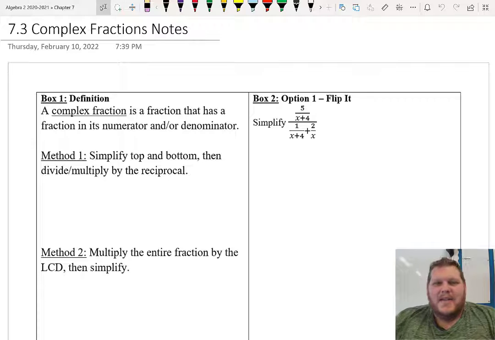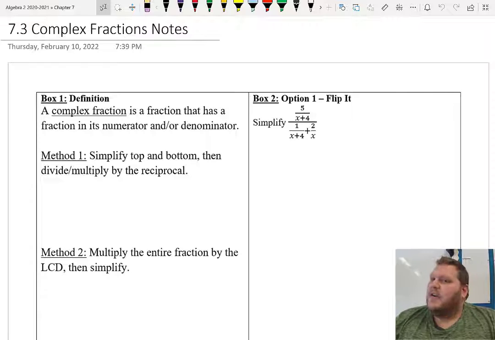Hey guys, today we are looking at 7.3, which is all about complex fractions. So a complex fraction is kind of like a fractionception. It's a fraction within a fraction. Both the numerator and the denominator, or at least one of them in that fraction, is a fraction.